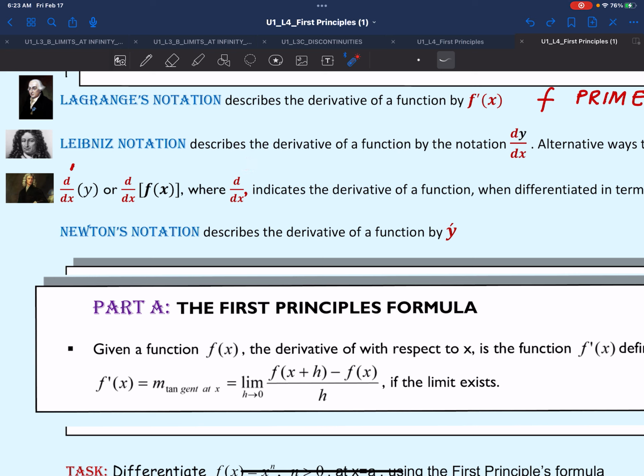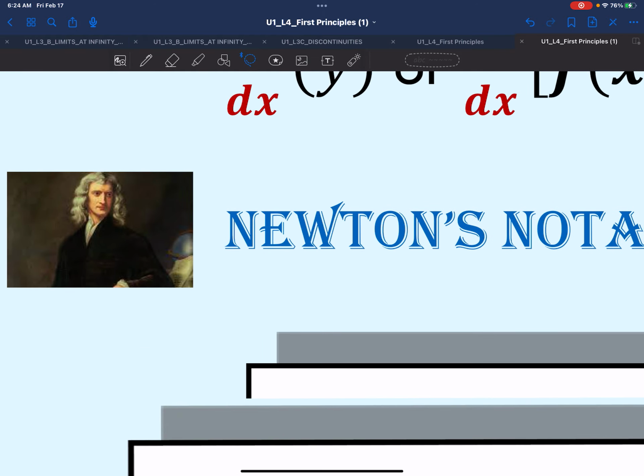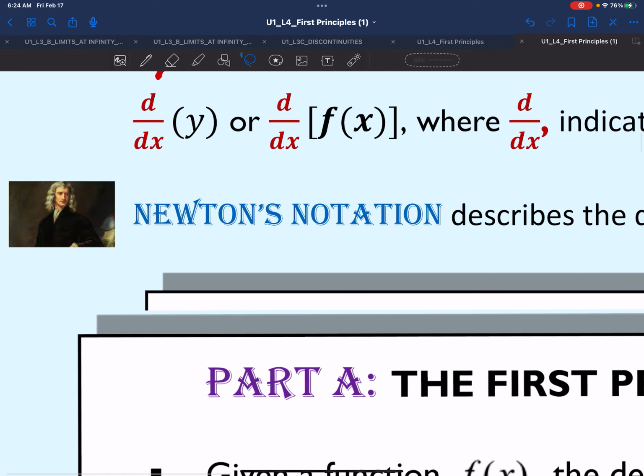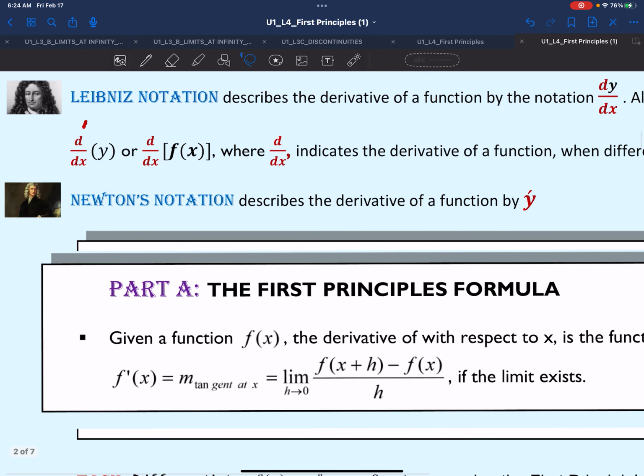Now lastly, we have Newton's notation. We got to bring Newton down here. In Newton's notation, we're all familiar with his face. We've probably seen it in the physics textbook a lot. So Newton described the derivative of a function with the letter y with a small stress on top of it. It looks like an apostrophe on top of it.